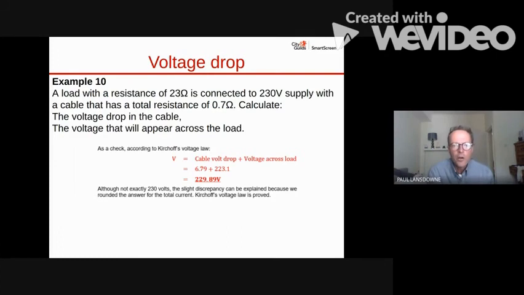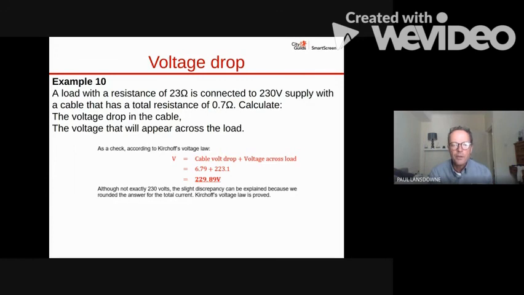So looking at Kirchhoff's law, we add the voltages together. We've got our voltage, which we worked out to be 6.79 for the volt drop, and we've got our voltage across the load, which is 223.1. And we add them together. So although it's not exactly 230 volts, the slight discrepancy can be explained because we've rounded the answers slightly. But we can see that Kirchhoff's law applies.